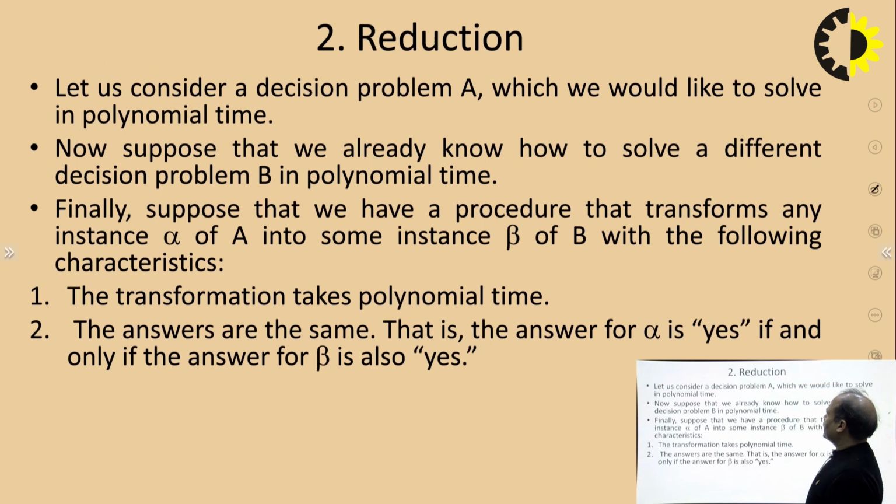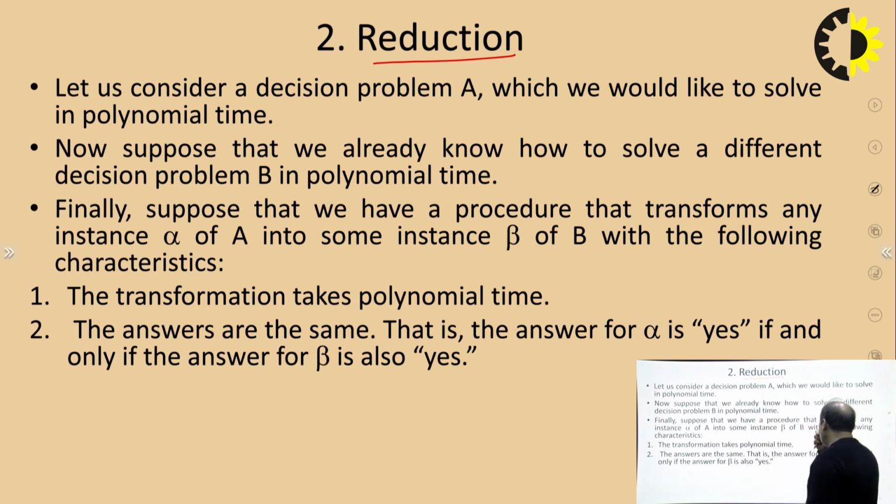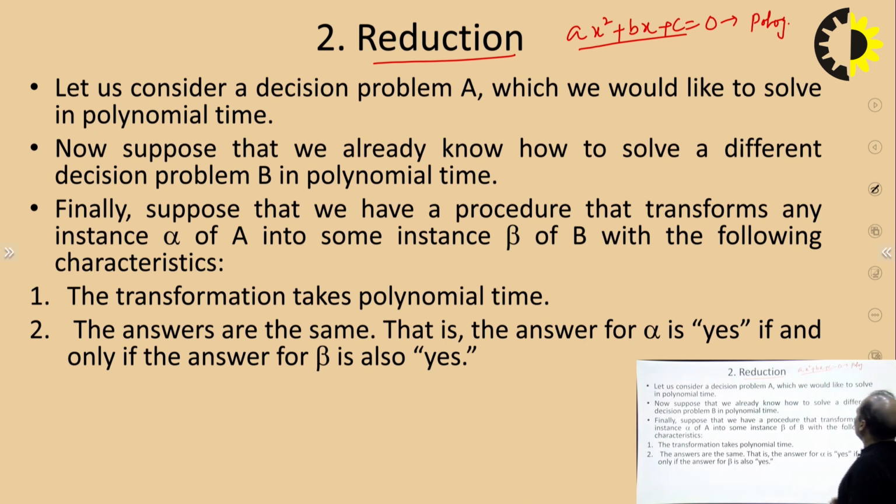Number two is reduction. This is the important step. This reduction is the second step, right? Let me clear one solution of this. Suppose you have a problem like ax square plus bx plus c equal to 0. Suppose this is the problem. It is a quadratic equation. Suppose you are interested in finding the solution of this. And we know that the solution of this problem can be given in polynomial time. This is just a very simple problem of solving the quadratic equation. We know that this can be solved in polynomial time.